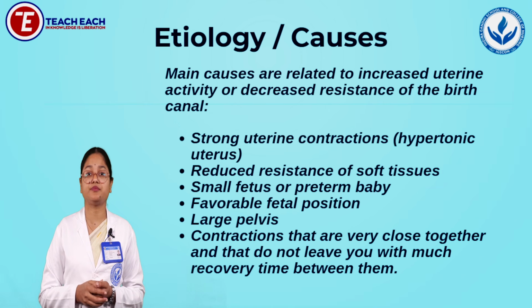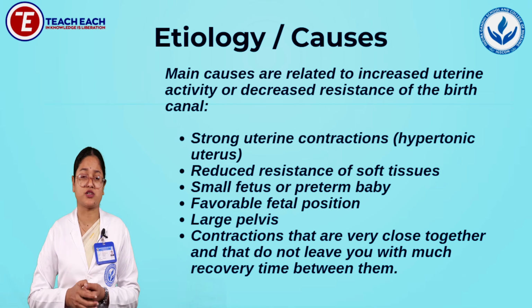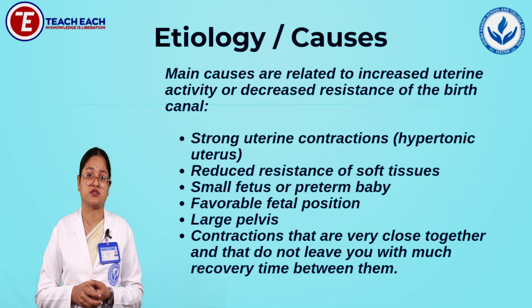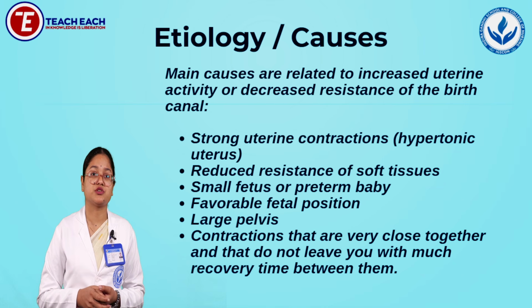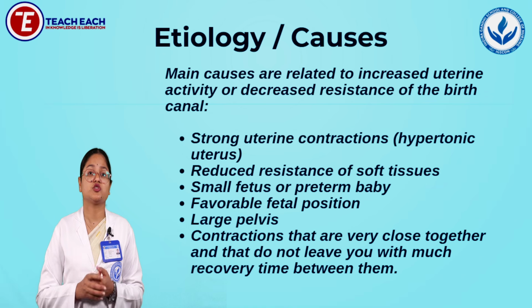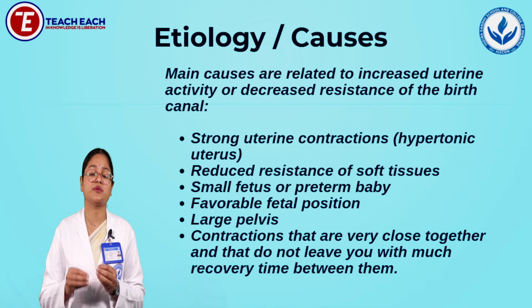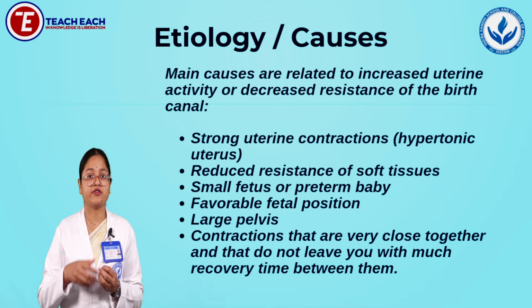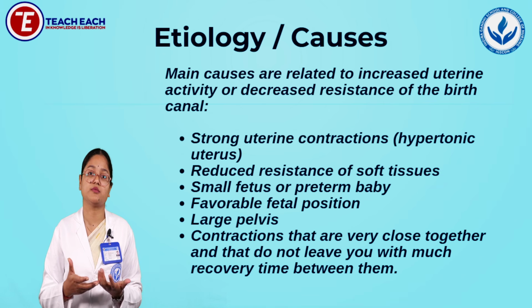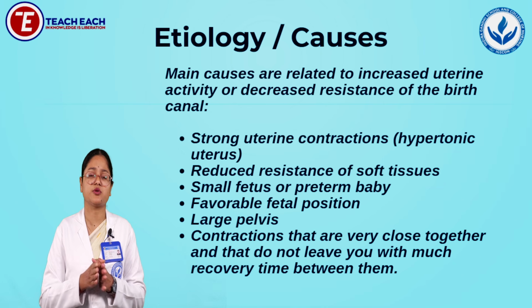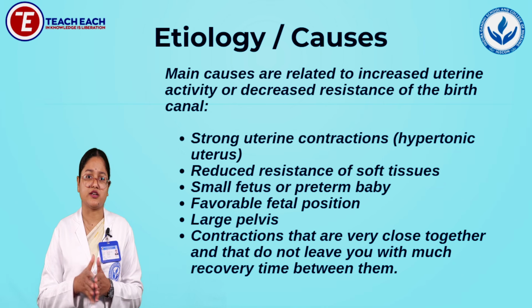Then there are favorable positions, like occipital anterior positions: occipital right anterior position and occipital left anterior position. These are the favorable positions when the presenting part is the occiput, and the baby can easily be led out, with the head delivered first, then the shoulders, then the body of the baby. So it will be an easy process to get delivered through vaginal delivery.